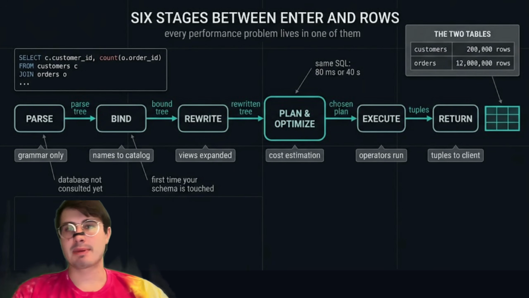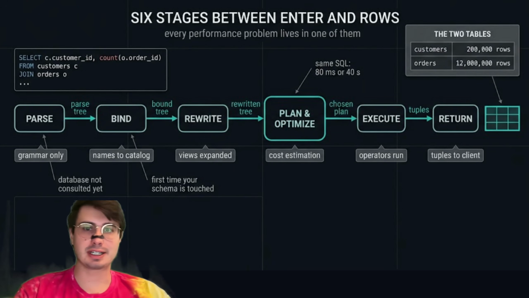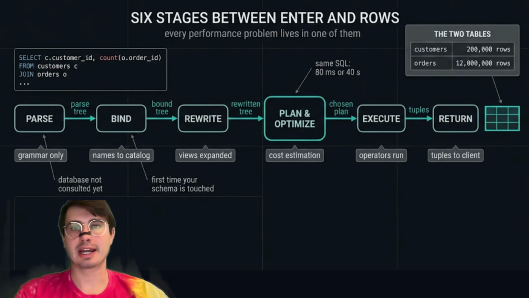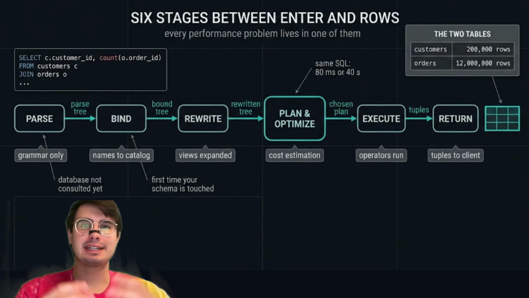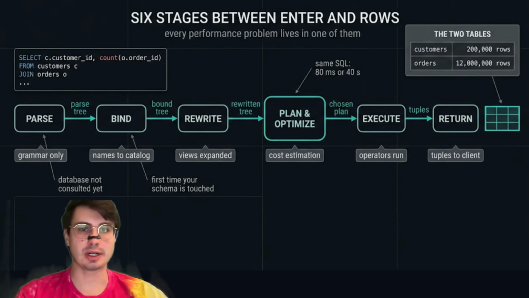Something like: the optimizer picked a nested loop because it underestimated the outer side by 50 times, and it underestimated because the statistics on this column are 3 weeks stale, right? You can fix that sentence because it identifies a real problem. It's not just, hey, the query is slow, I'll try an index, I'll try something else until it actually works. So that's what this video is going to be all about.